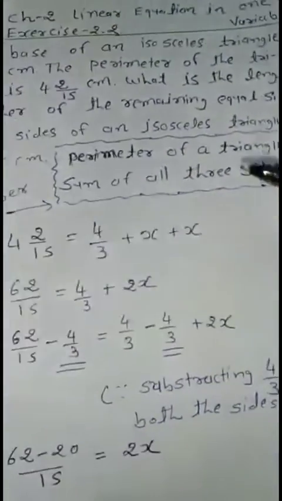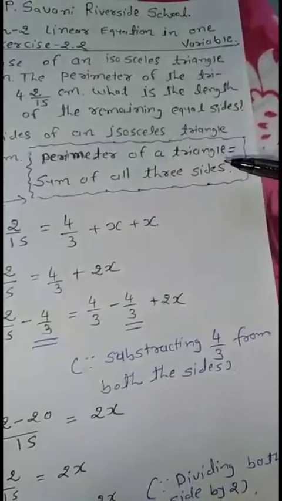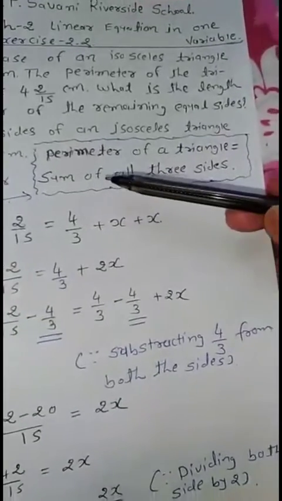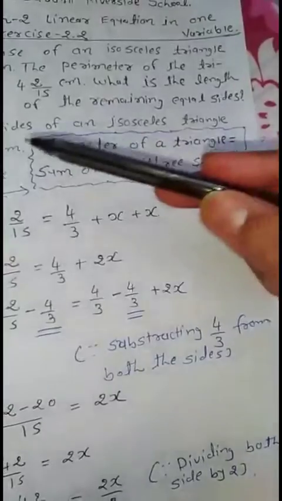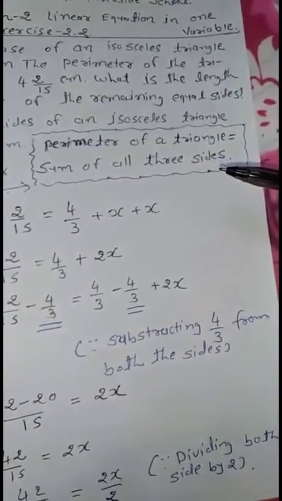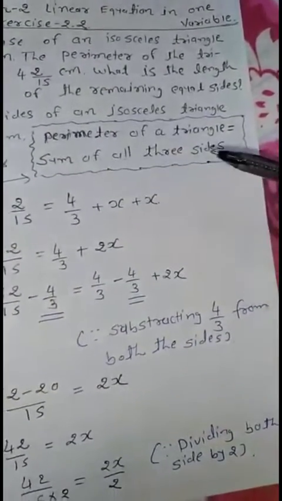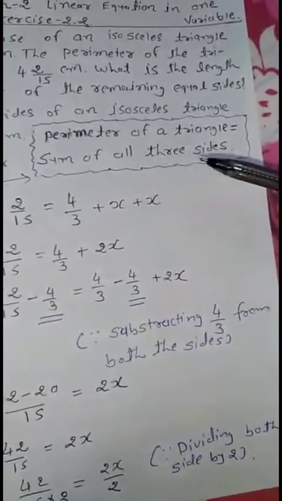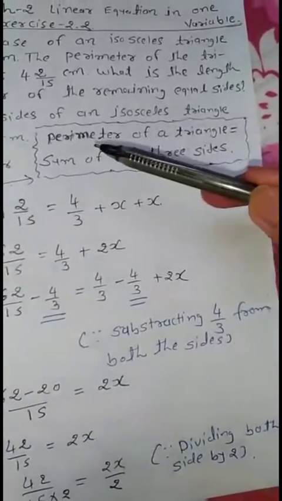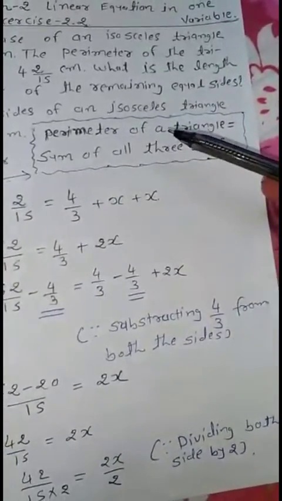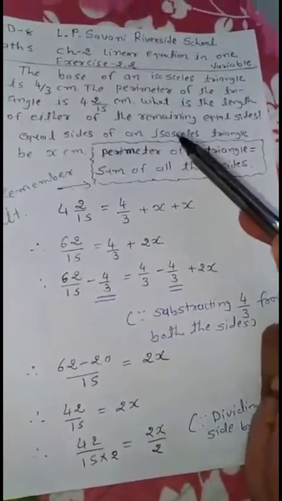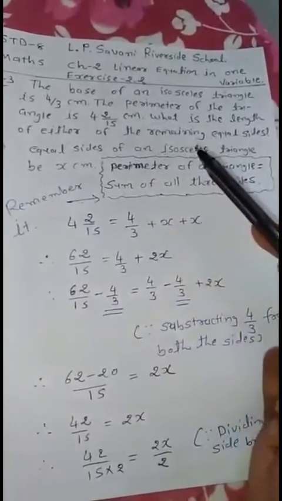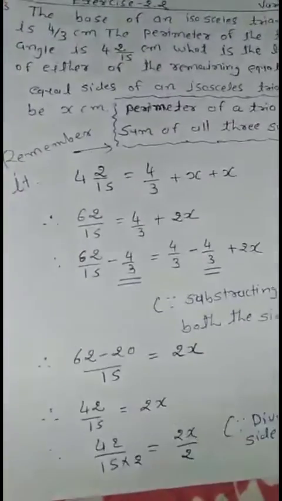Then the perimeter of a triangle is equal to the sum of all three sides. This is the formula. We all know about that. What is the perimeter of a triangle? Sum of all three sides. Remember it properly. By using this formula, you can easily solve this kind of real life examples.